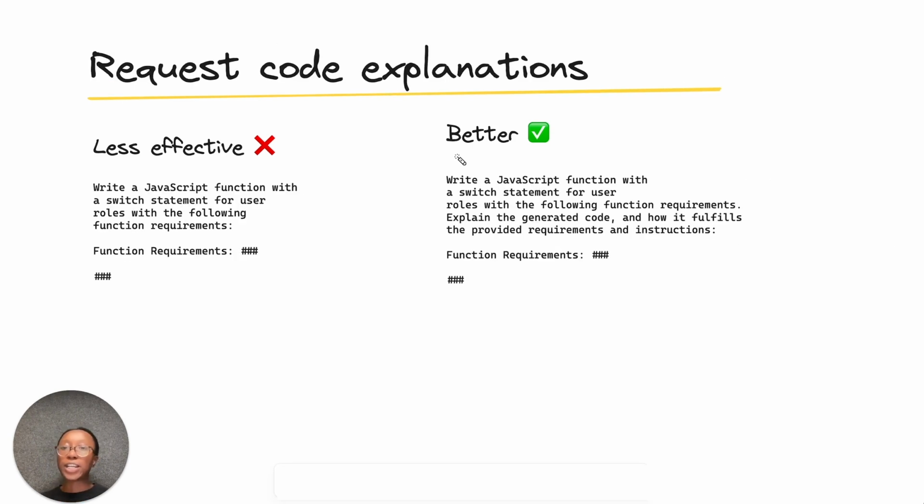And then the final one here is request code explanation. Less effective, we're just giving requirements. Better is "explain the generated code, explain what you did." Not only does it give the AI time to think and explain and verify and kind of match its output to your requirements, it's also helpful for us as the humans to understand what it built. Have it explain it back in English, and then we can use our brains to say, okay, this makes sense, this doesn't make sense, maybe I want to revisit this part of the code. It can be very helpful for debugging and testing and verifying pieces.